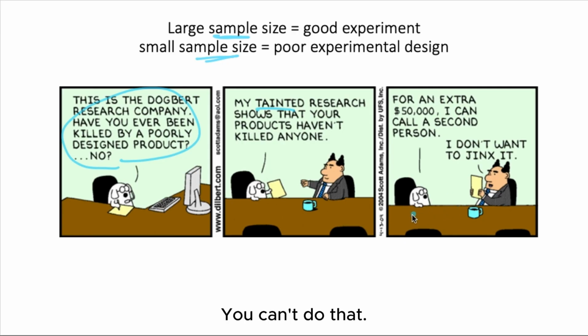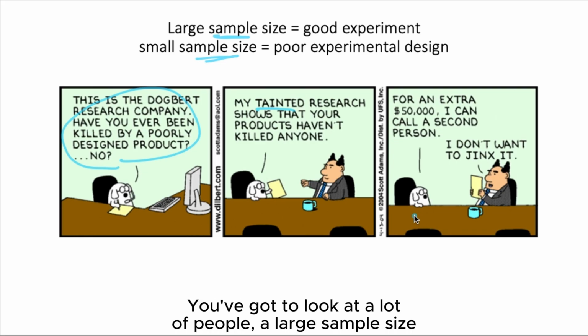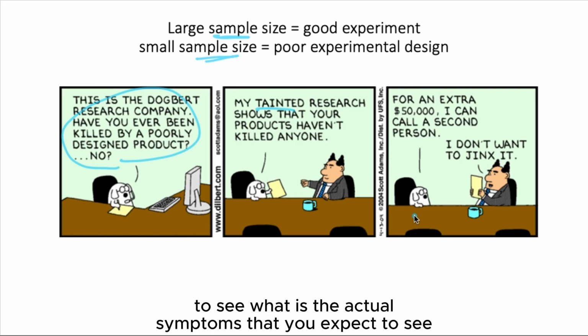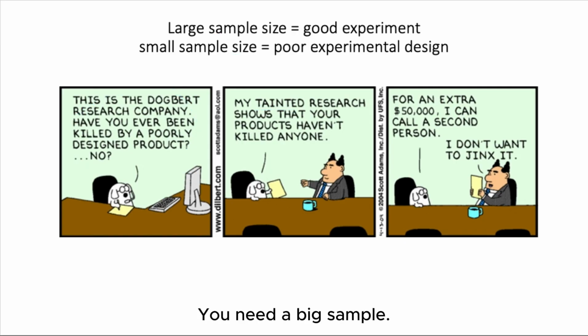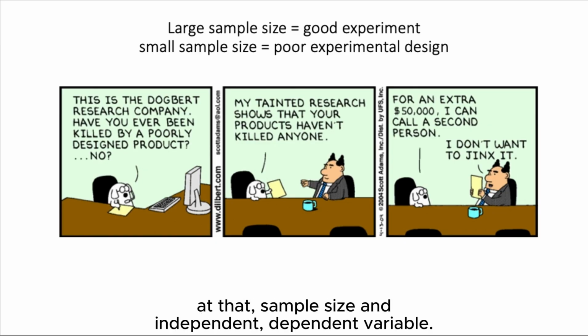But the point here being, you can't just ask one person. So in the case of our pandemic, you can't just measure one person's symptoms and say, well, that's going to be the symptoms for coronavirus. You've got to look at a lot of people, a large sample size, to see what are the actual symptoms that you expect to see, because it could be a range. You need a big sample. Okay, I think I'm going to leave it at that. Sample size and independent, dependent variable.